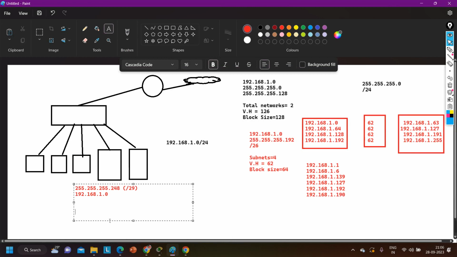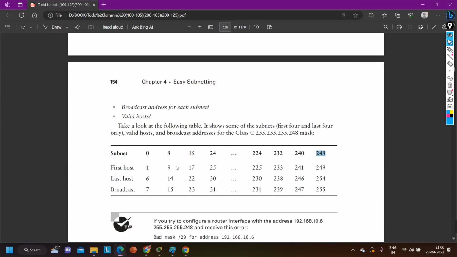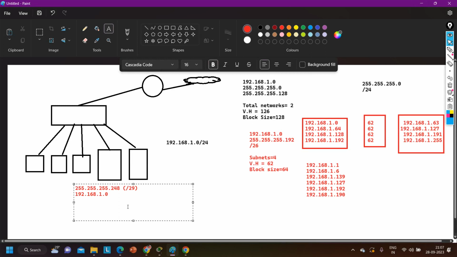Broadcast ID of the last network: 192.168.1.255. Last network, right? Second network: 192.168.1.8. Yes. And broadcast ID of the second network: 192.168.1.15. Yeah, very good. You guys are clear with subnetting of class C.